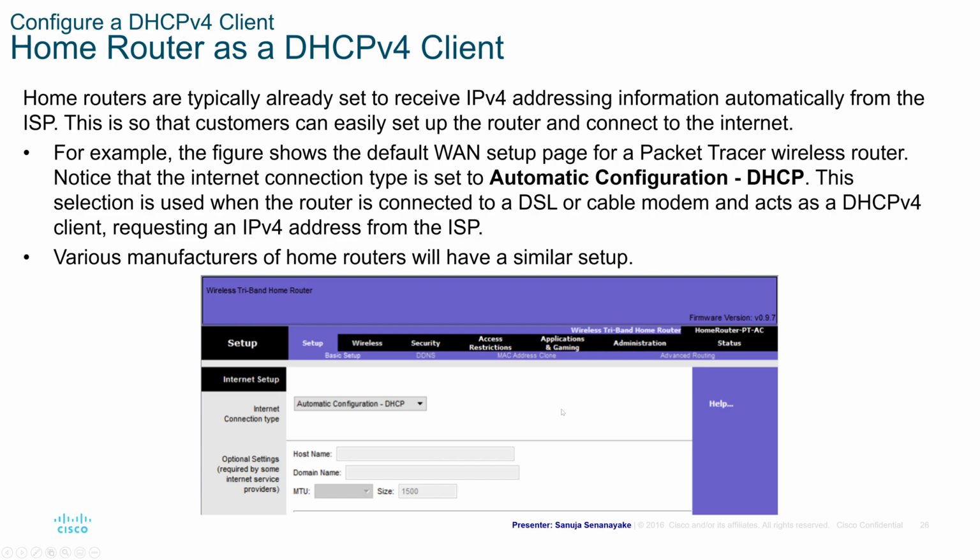This selection is used when the router is connected to a DSL or cable modem and acts as a DHCPv4 client, requesting an IP address from the ISP. Various manufacturers of home routers will have a similar setup, but the user interface GUI will be different from router to router, depending on the router model. Even within Cisco, the router model could have an impact on how the firmware looks and feels, but the configuration is very similar to each other.